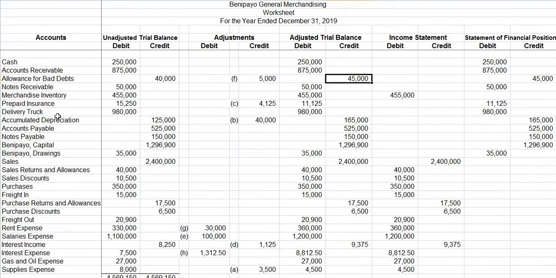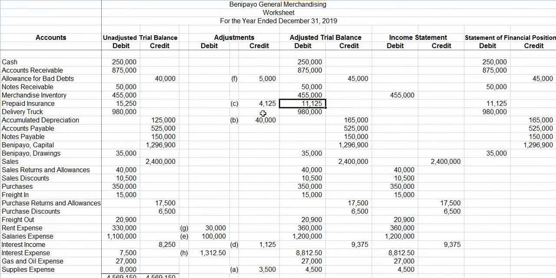That's why here, for the prepaid insurance, 15,250 debit and 4,125 credit, we subtract, equals 11,125 debit. Because 15,250 on the debit side is greater than the 4,125 on the credit side.